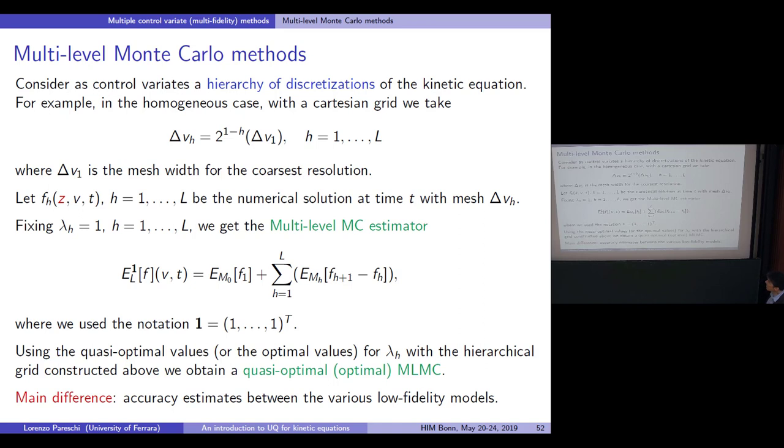But this may not be the case, especially for hyperbolic problems, when you have shocks, which is a common feature of our, let's say, of our business. And so the use of these quasi-optimal values or the optimal values for the lambda will originate a quasi-optimal or optimal version of multi-level Monte Carlo in this case.